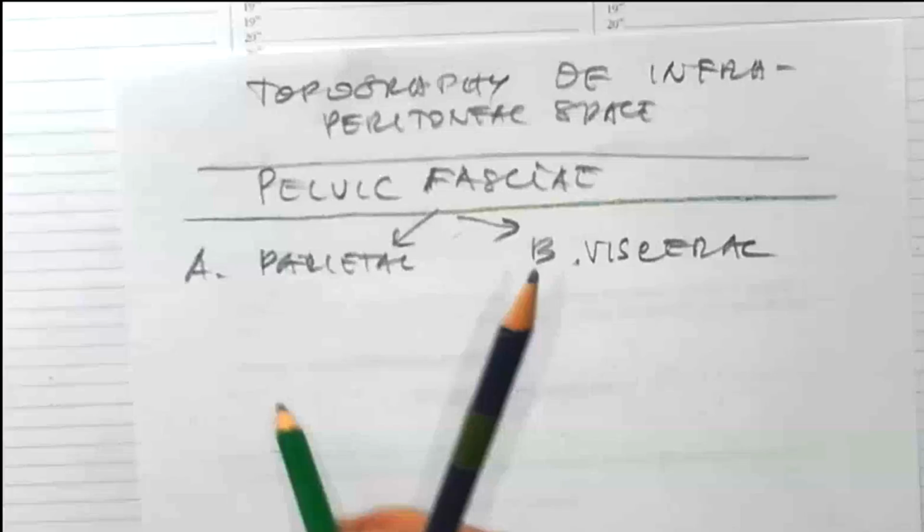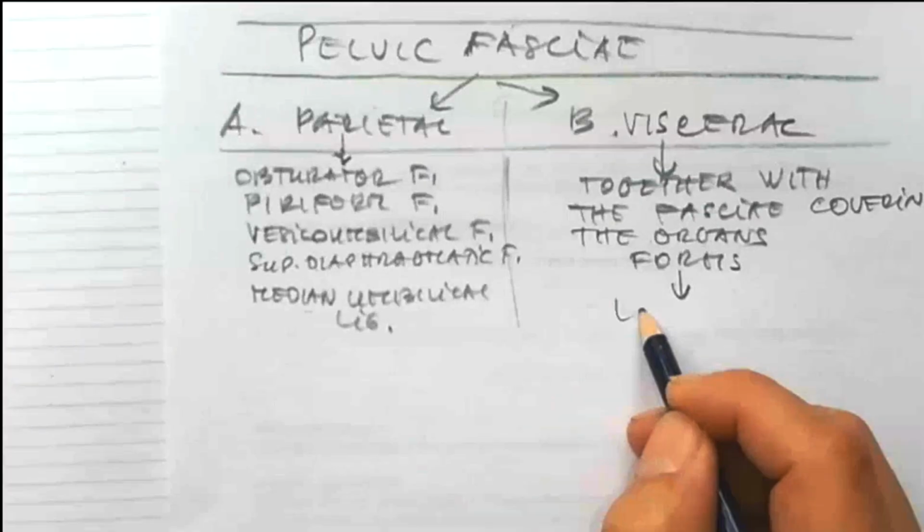with the fasciae covering the organs, the pelvic organs. The visceral fascia forms the laminae, or we can call it also plates. We call them plates. I have a diagram to show you the plates.